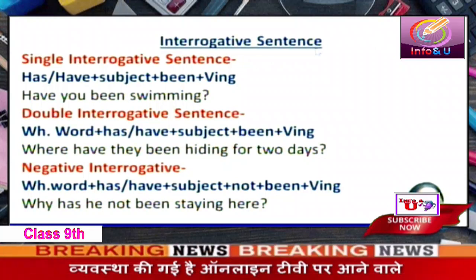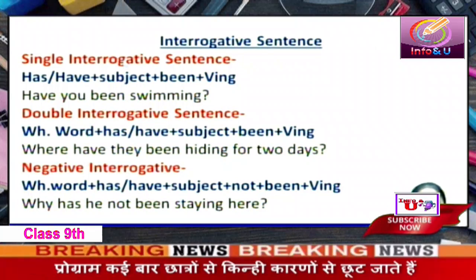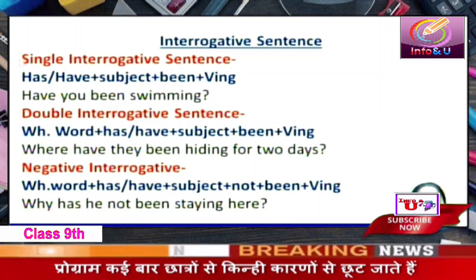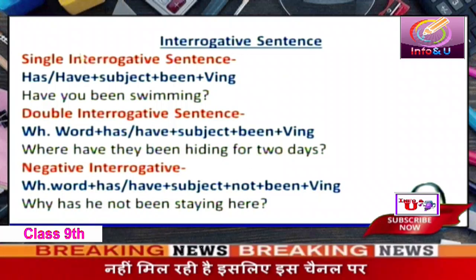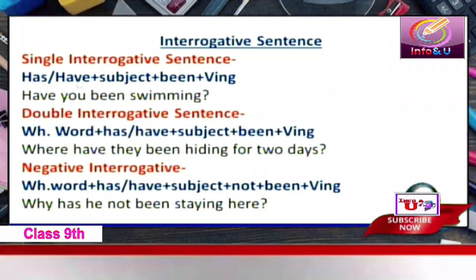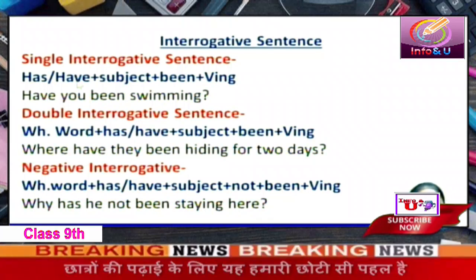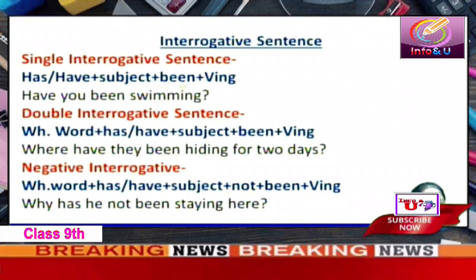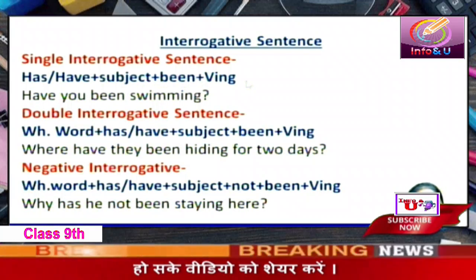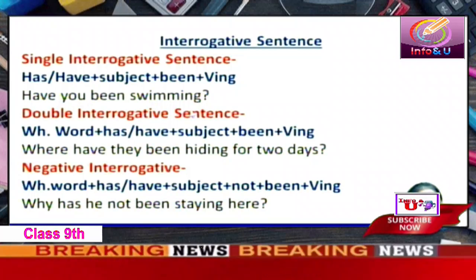To write interrogative sentence, there are 3 different rules: for single interrogative sentence, for double interrogative sentence and for negative interrogative sentence. For single interrogative sentence, we have the rule has or have. It begins with a helping verb. Has or have plus subject plus been plus ing form of the verb. Example is, have you been swimming?